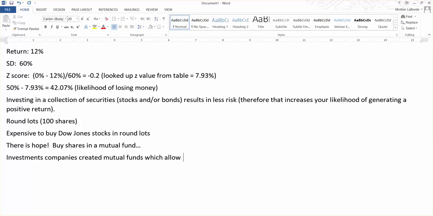which allow investors to contribute small amounts of money. Now you can contribute large amounts too if you want to. Plenty of people do. The money goes to a collection, and that money is used to purchase a variety of different securities.